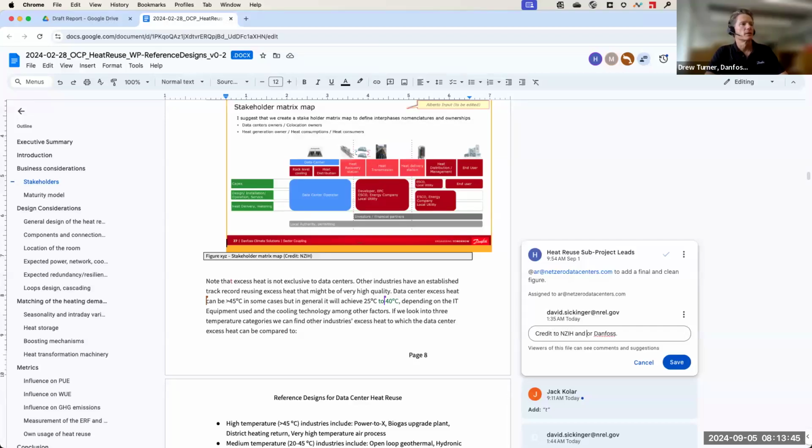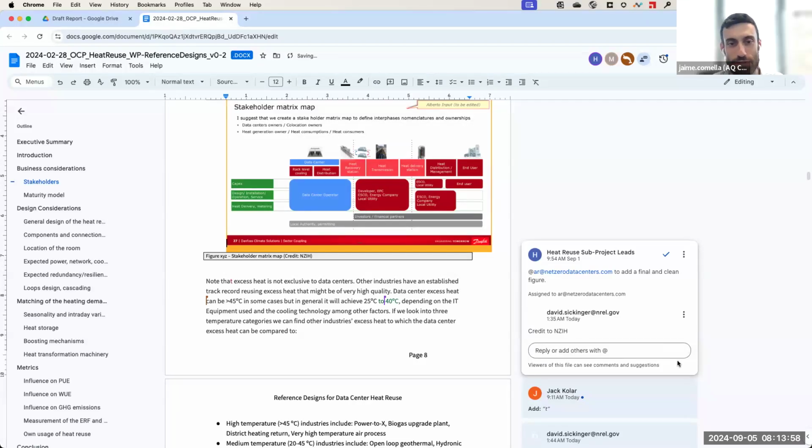And just to let you know, Jaime, we did change the template to the Net Zero Innovation Hub template. I can send the updated one with that. Perfect. Thank you.